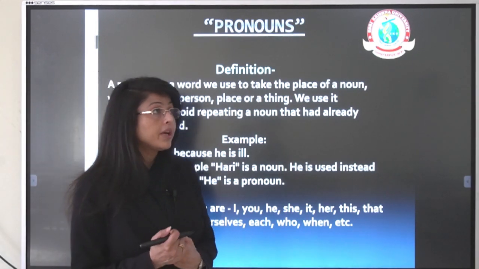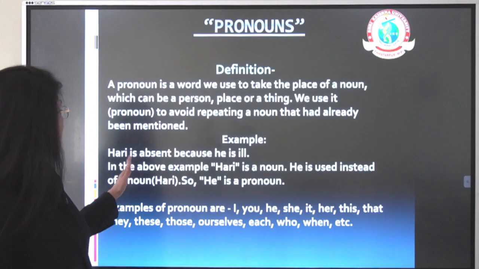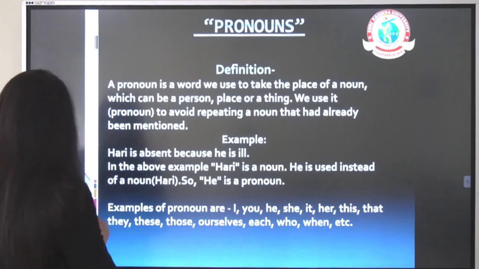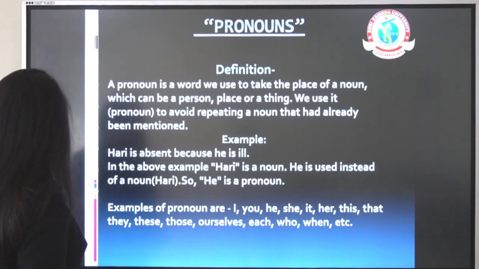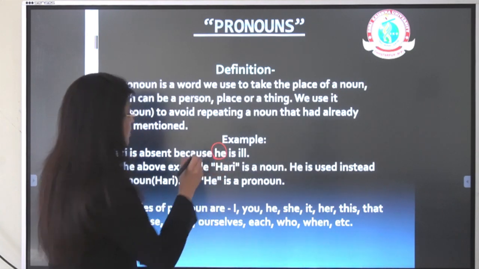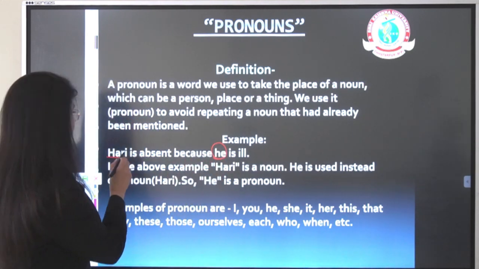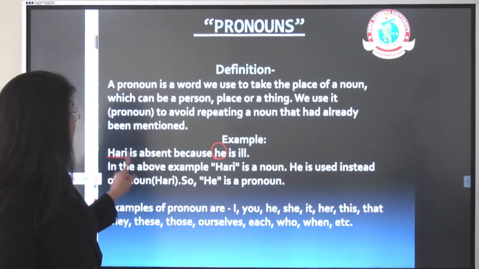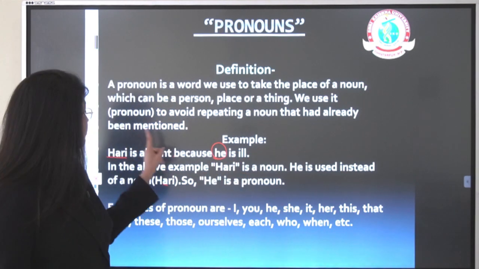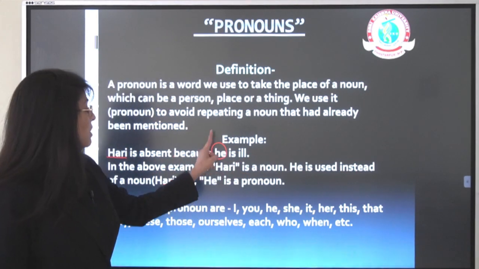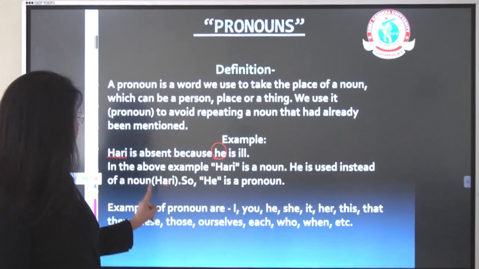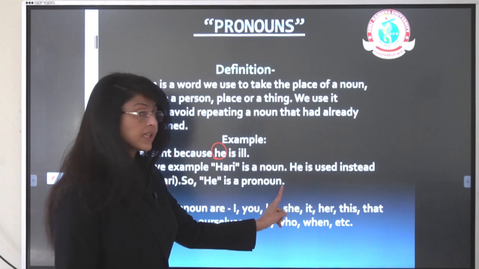Now, coming on to this: Harry is absent because he is ill. Here you can see he is replacing Harry. You could have written the sentence as Harry is absent because Harry is ill. So instead of repeating Harry twice, you are replacing it with a pronoun. So he is a pronoun here.